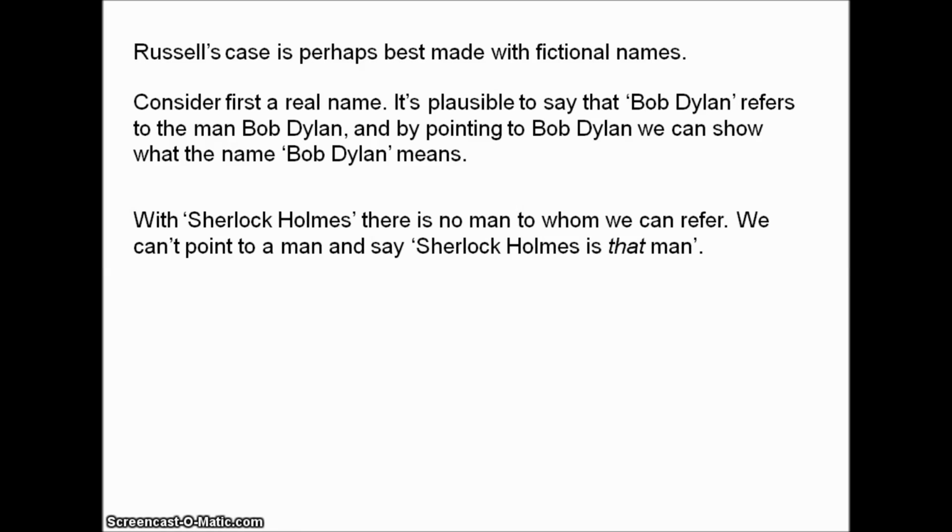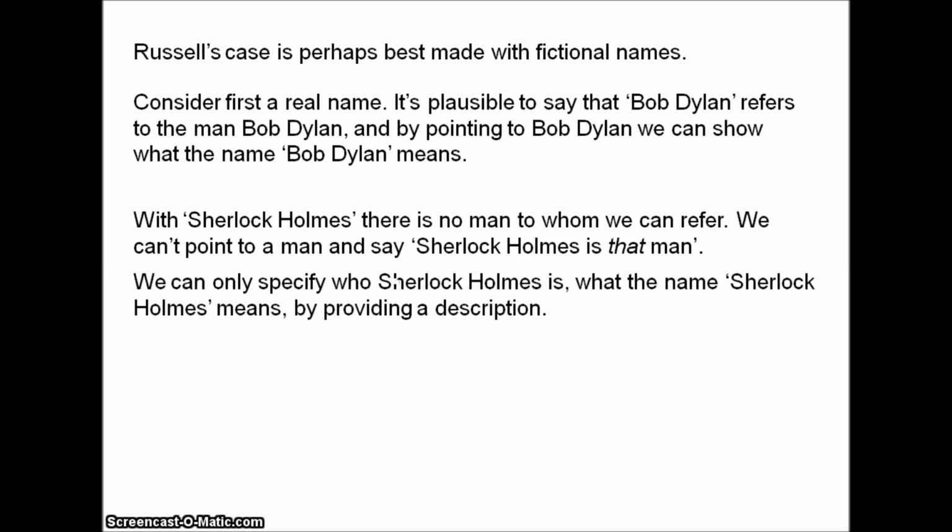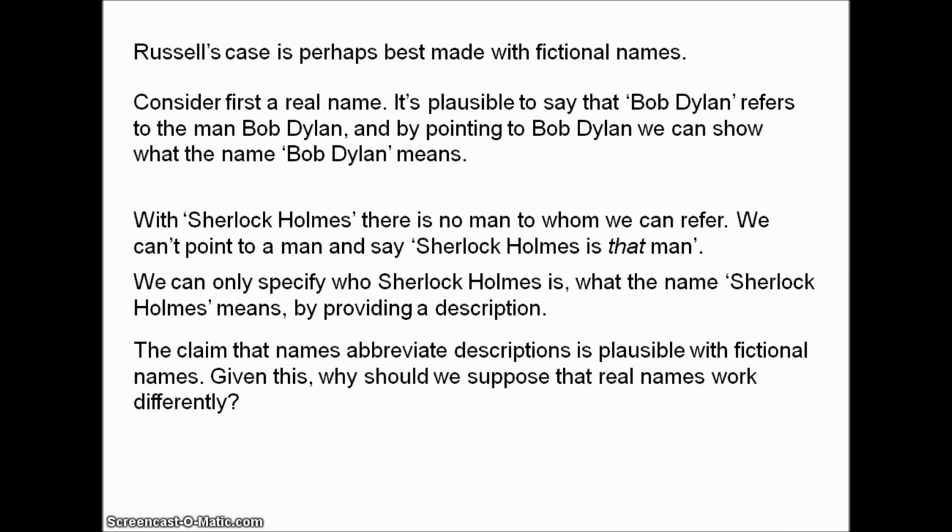We can only specify who Sherlock Holmes is. We can only say what the name Sherlock Holmes means by providing a description. We have to characterise Sherlock Holmes. It's up to us to provide that description. So the claim that names abbreviate descriptions is perfectly plausible with fictional names. And given that, what reason is there to suppose that real names work differently?